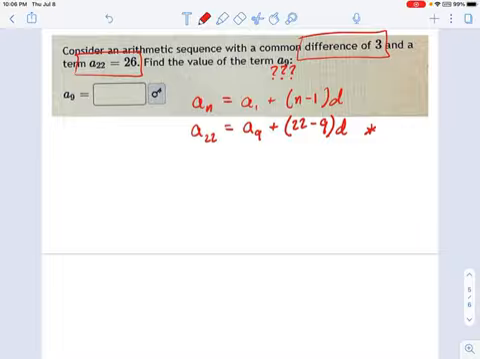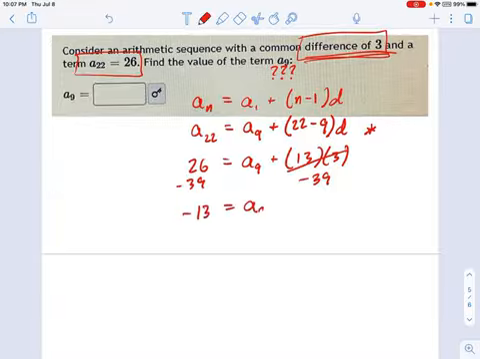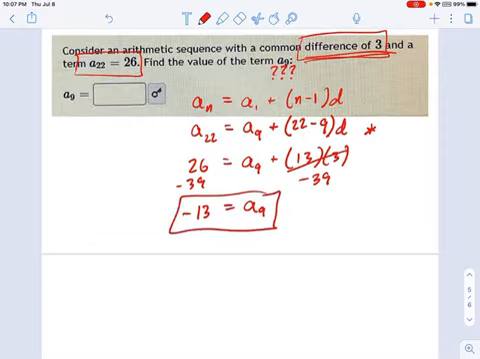So let's proceed. The 22nd term is 26. I don't know what the 9th term is. We'll figure it out. I can do 22 minus 9, I hope. That's 13. And d, we were told this at the beginning, remember? d is 3. So 13 times 3 is 39. We're going to subtract 39 from each side over here. And 26 minus 39 is negative 13. Okay, that's how we solve this.